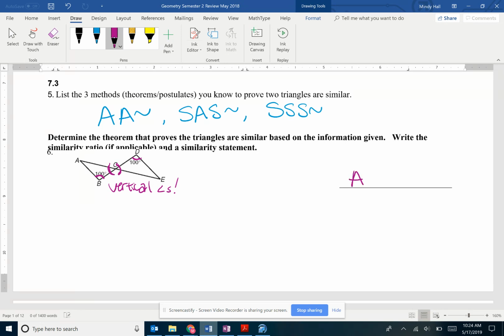But since we know that these two angles are congruent, we have a similarity, and we have to write the similarity statement. So I would say triangle ABC is similar to triangle A would correspond to E, D corresponds to B, and C corresponds to itself. And we have no similarity ratio because we have no side length.